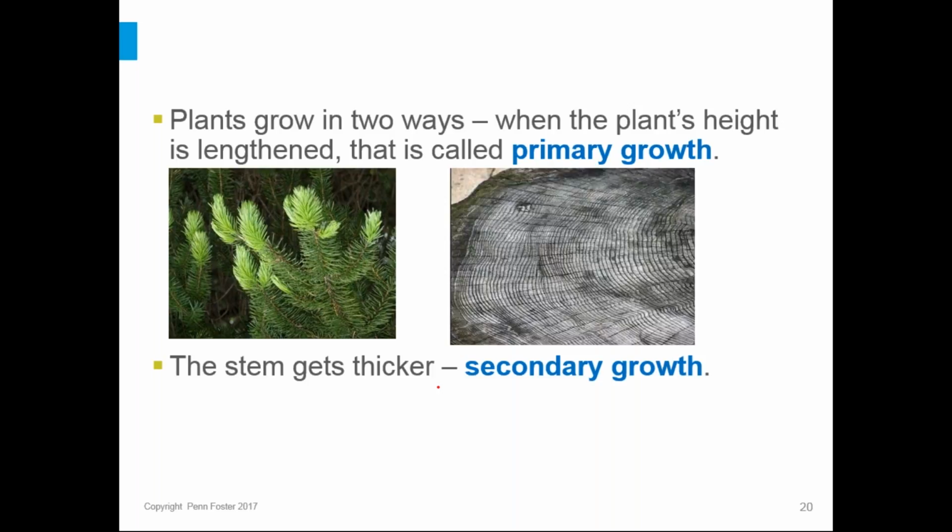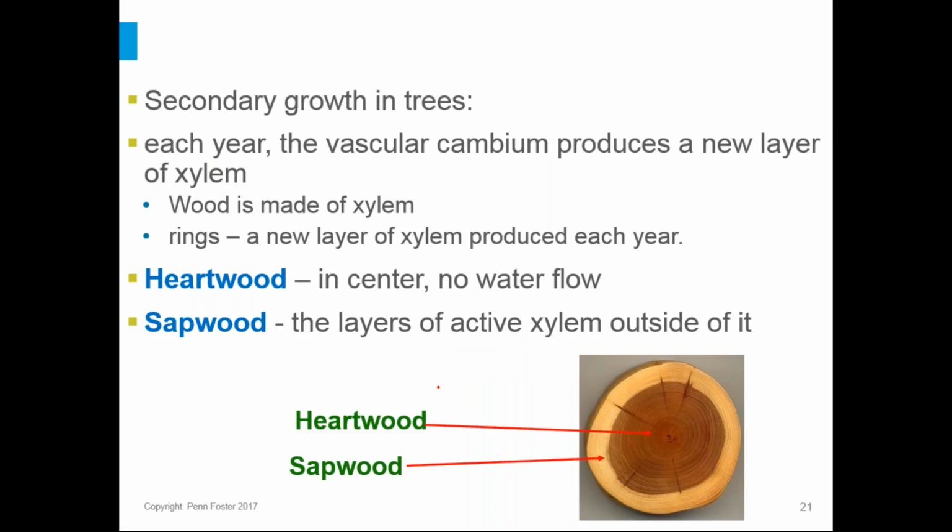You can see that when you look at the rings in a tree. Each ring in the trunk of the tree shows a year of secondary growth. So let's look at that secondary growth a little bit more. Secondary growth in trees: each year the vascular cambium produces a new layer of xylem, which is what makes up wood. Vascular cambium is just an area in the stem of the tree, but it's important to remember that it's producing xylem every year, and that's what wood is made up of.